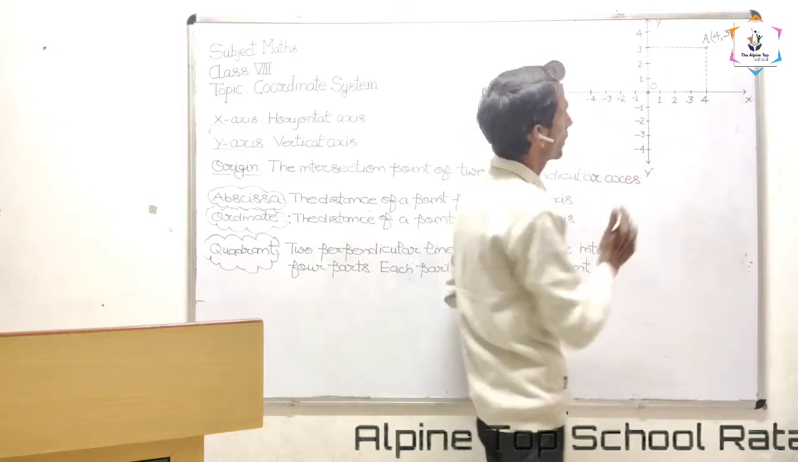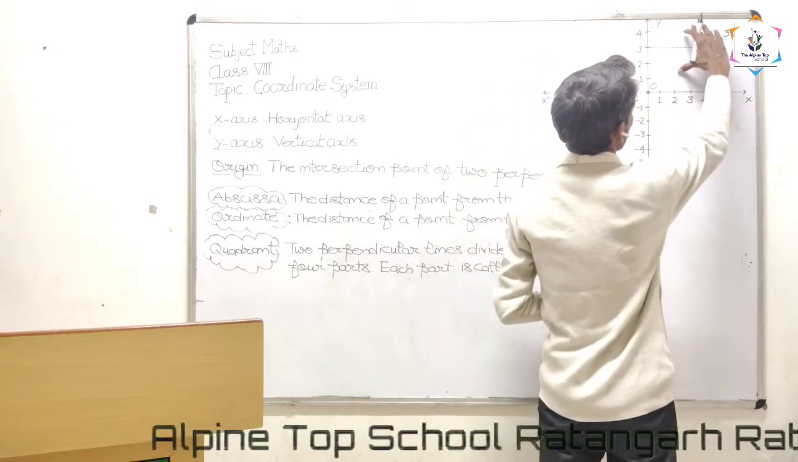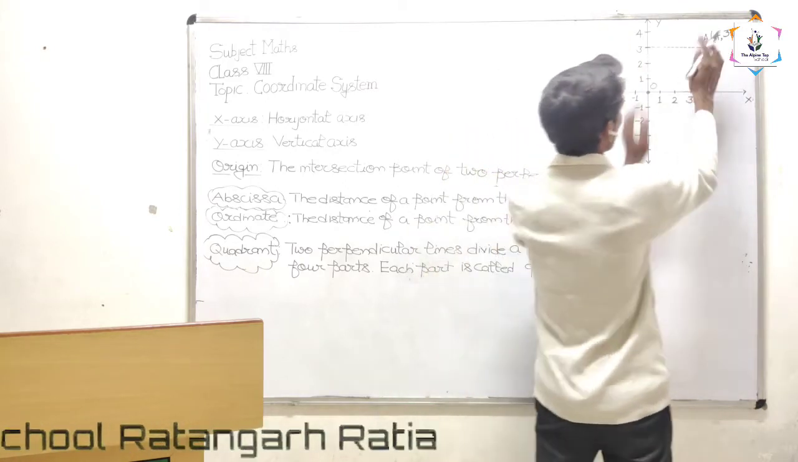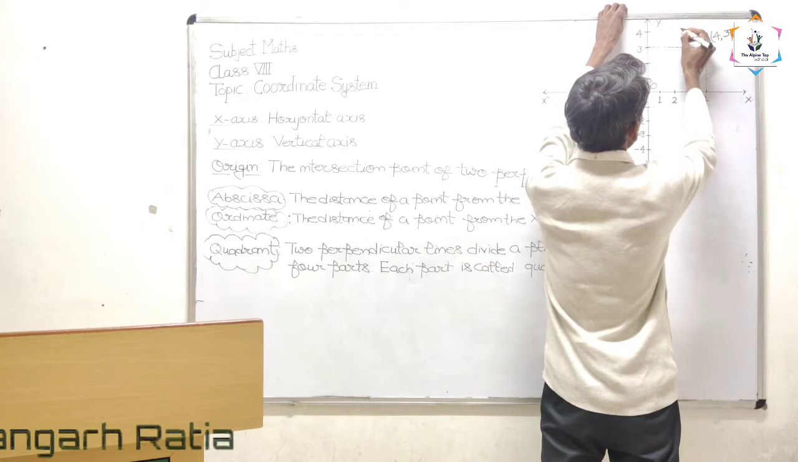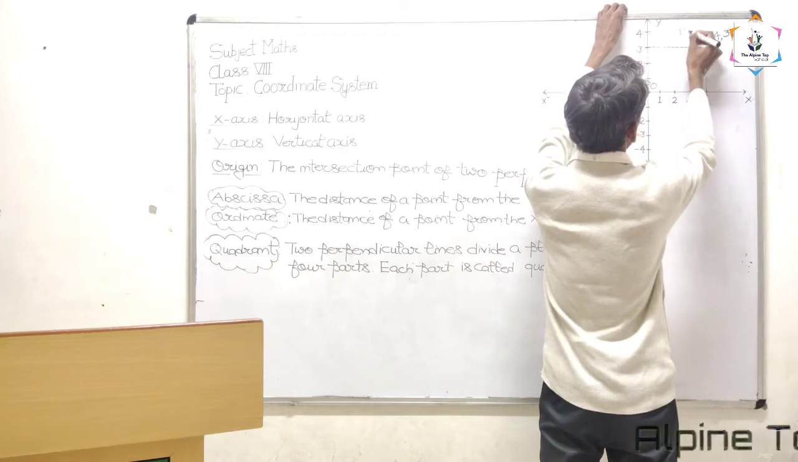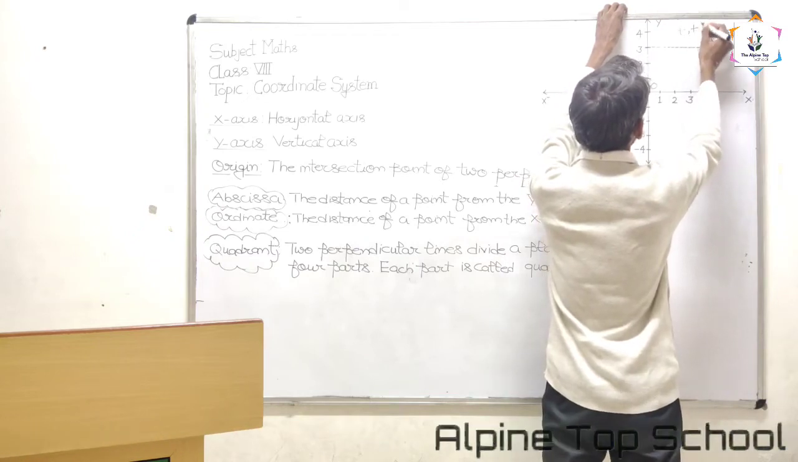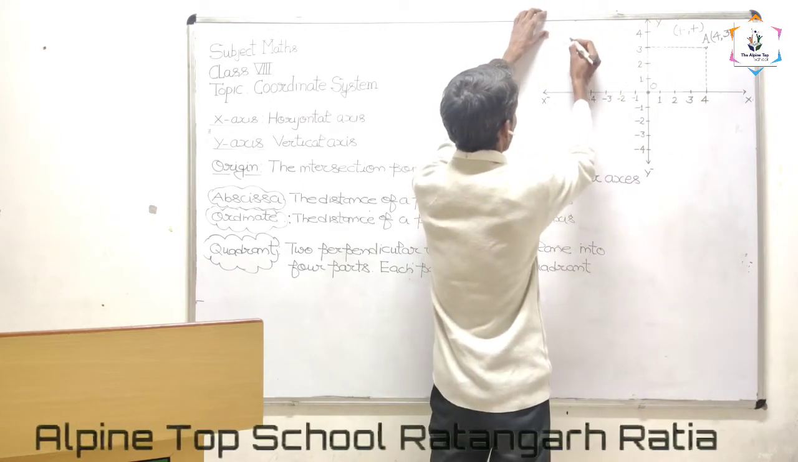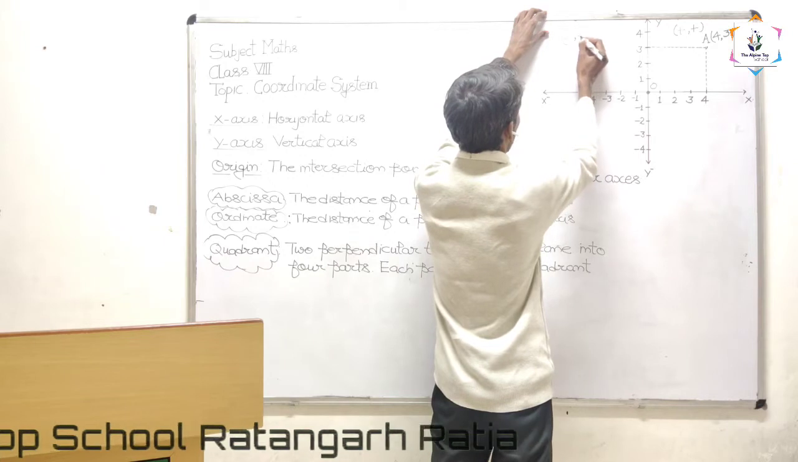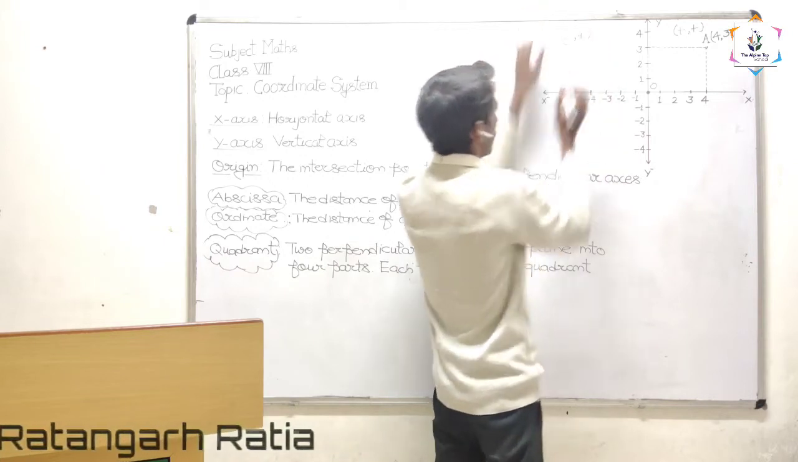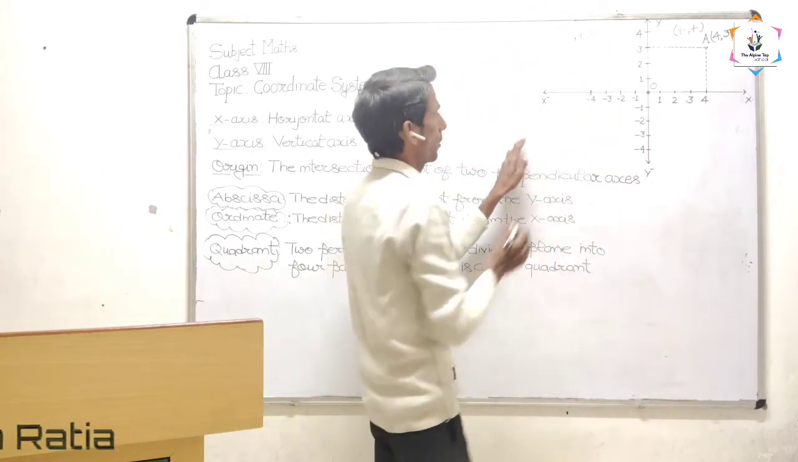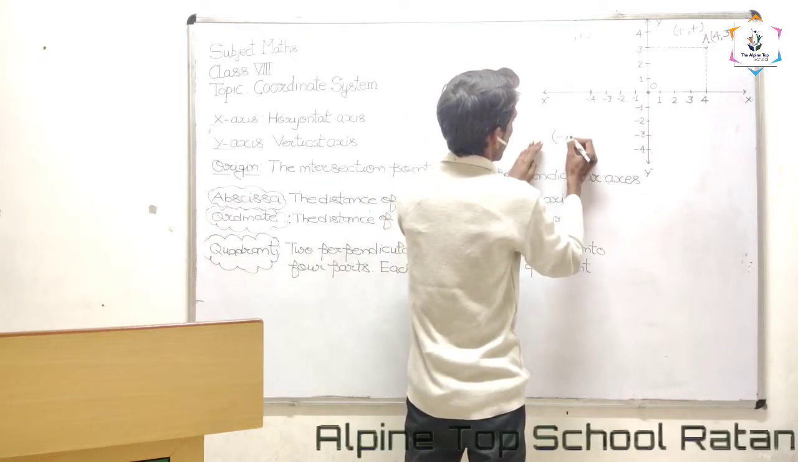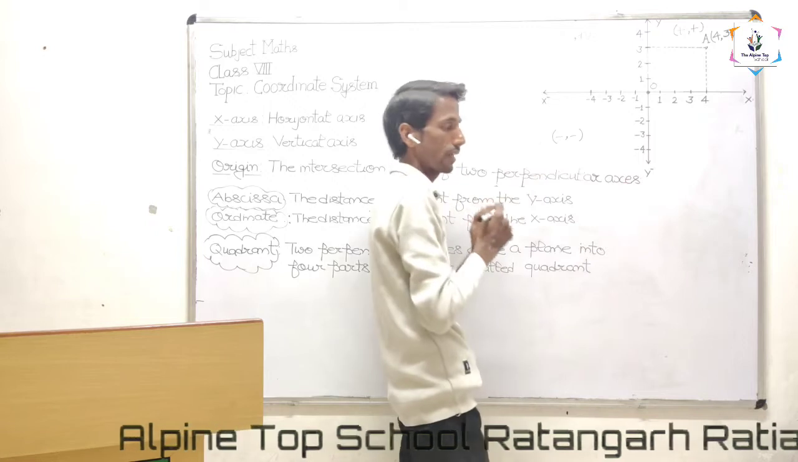As I am denoting here, this is quadrant first, second, third and fourth. In the first quadrant, abscissa and ordinate both are positive. In the second quadrant, abscissa is negative and ordinate always positive. And in the third quadrant, abscissa and ordinate both will be negative.